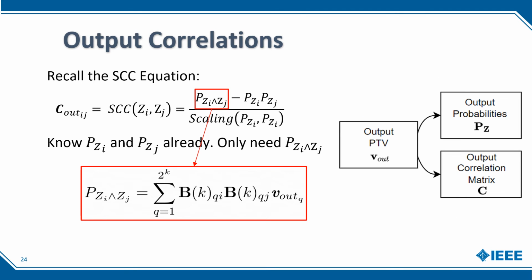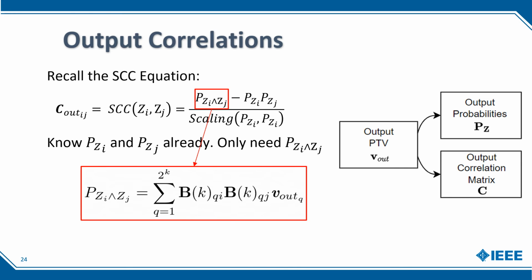Lastly, we'll show how to compute the output correlations. Recall that each entry of the output correlation matrix is the SEC between one pair of output bit streams. Also recall that the SEC equation depends on the bitstream probabilities and the probability of an overlap occurring. We just found the vector of output probabilities, so we know these bitstream probabilities. The only thing we need to find now is the overlap probability.